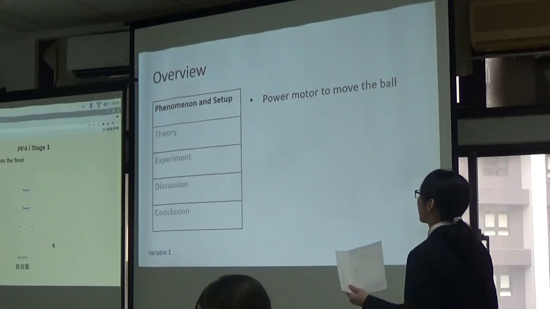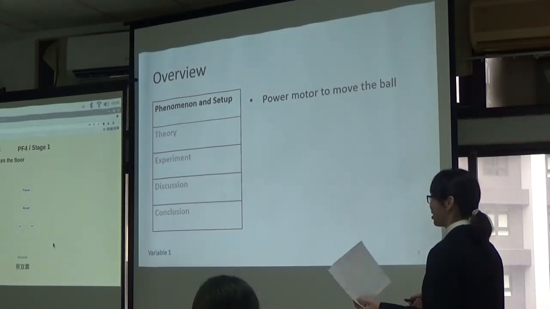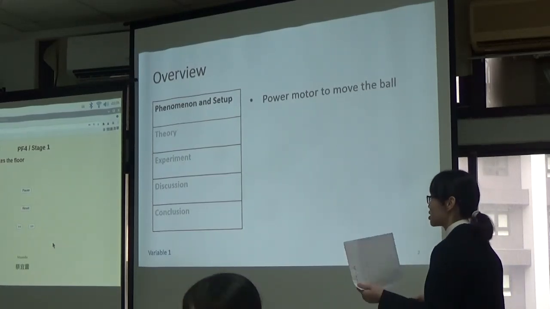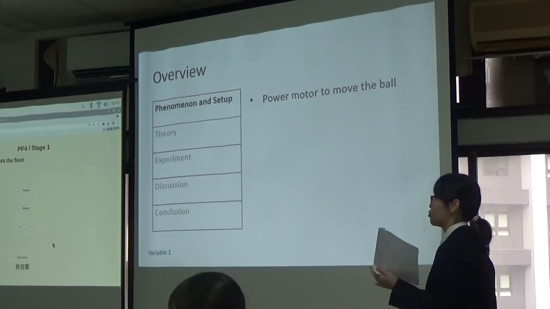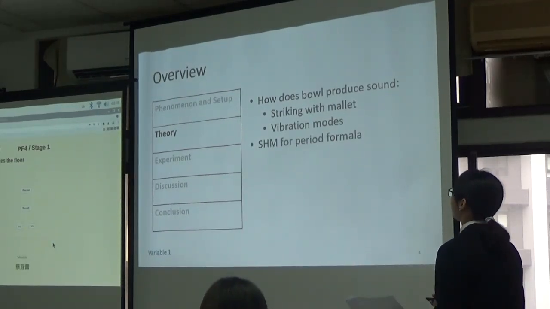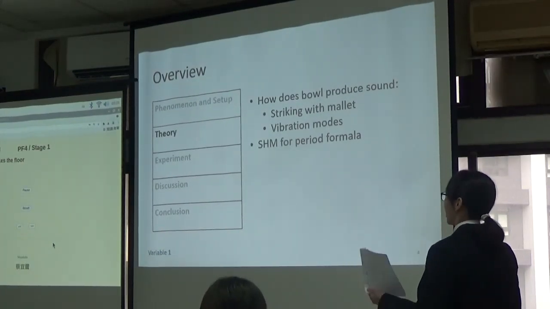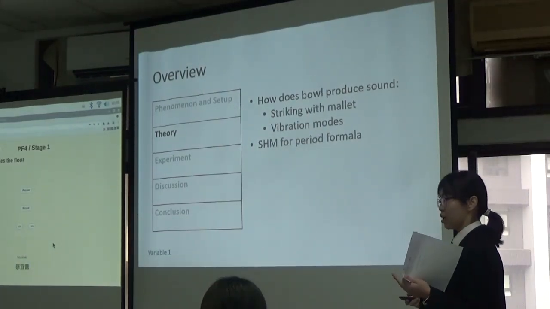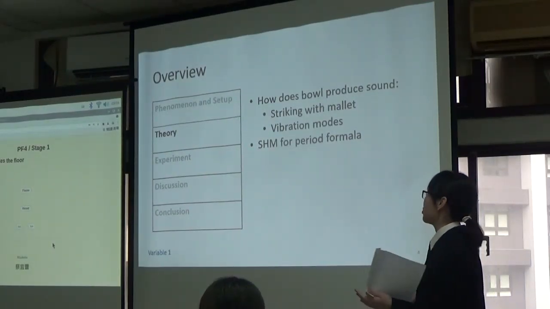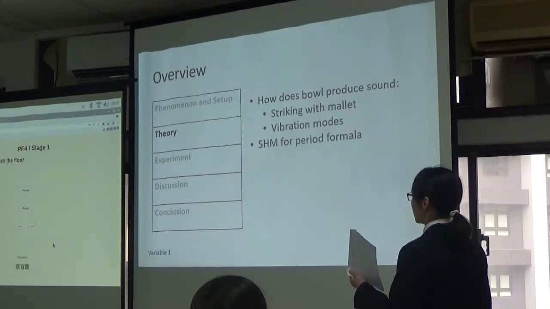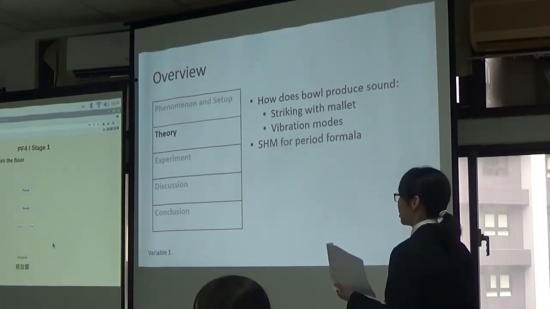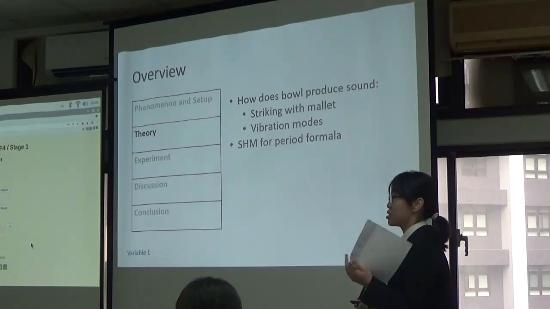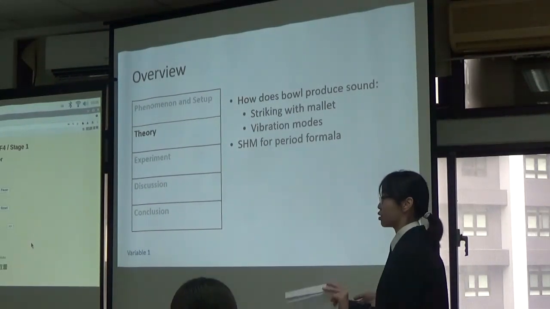So here is an overview of the presentation. The first one is phenomenon and setup. The reporter used a motor to conduct the experiment, but I think the sound of the motor may cause some effects in the result. And the theory: how does the ball produce sound? It is struck with mallets, with vibration modes, and they use simple harmonic motion for the period formula. But I think it's not suitable because the sound is not simple harmonic motion, and also I'm not sure which one is the simple harmonic motion. Is it the motor, the air in the ball, or the water?